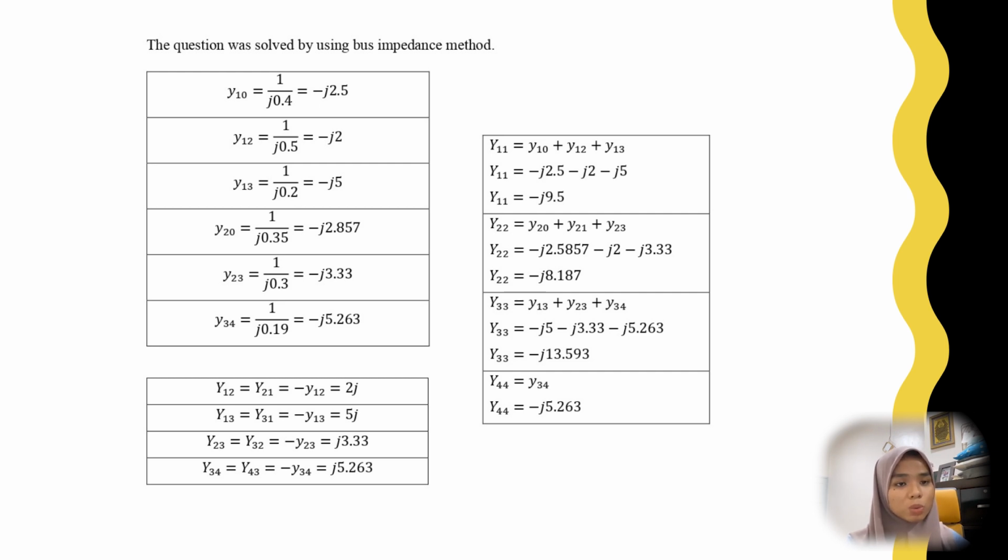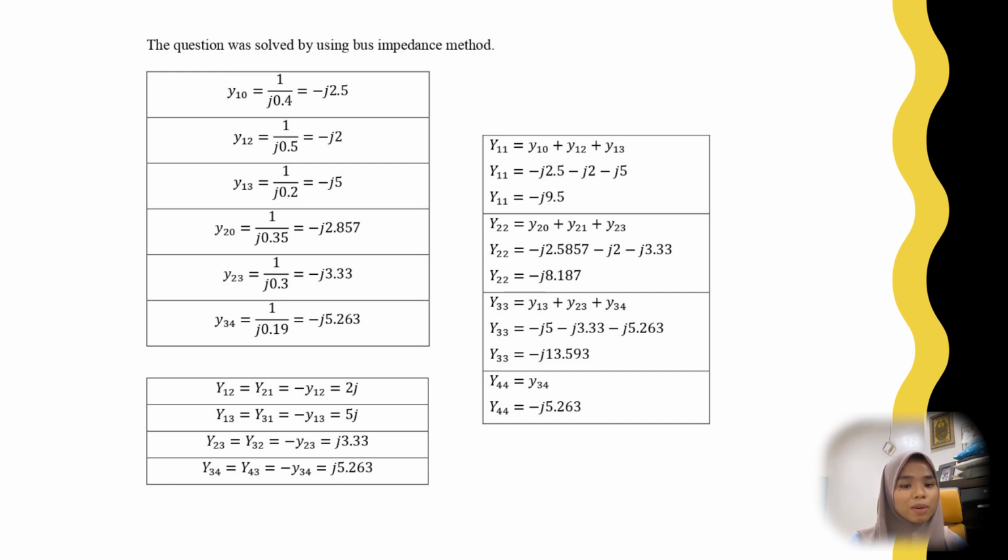Bus 1 is connected to bus 0, bus 2 and bus 3, while bus 2 is connected with bus 0, bus 1 and bus 3. Bus 3 is connected to bus 1, bus 2 and bus 4, and bus 4 is connected with bus 3. Before we calculate Y11, Y22, Y33 and Y44, we need to calculate Y10, Y12, Y13, Y20, Y23 and Y34. How to calculate? We take 1 over the per unit value.